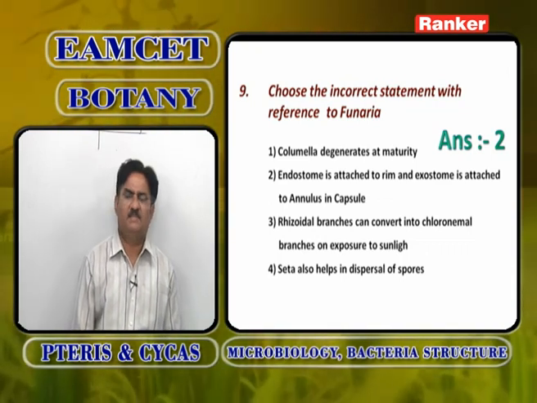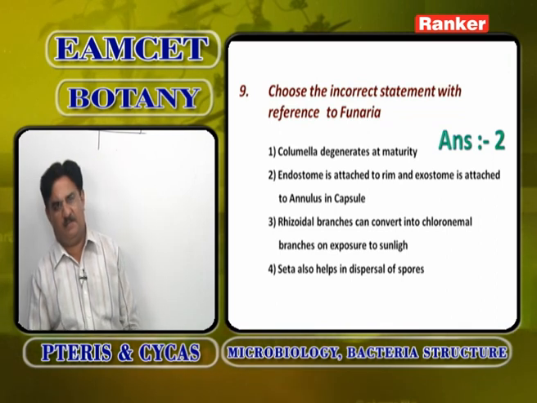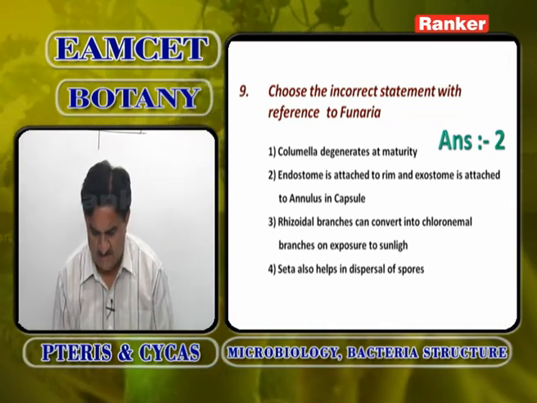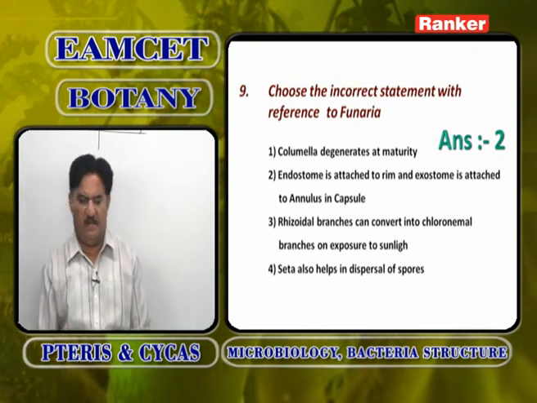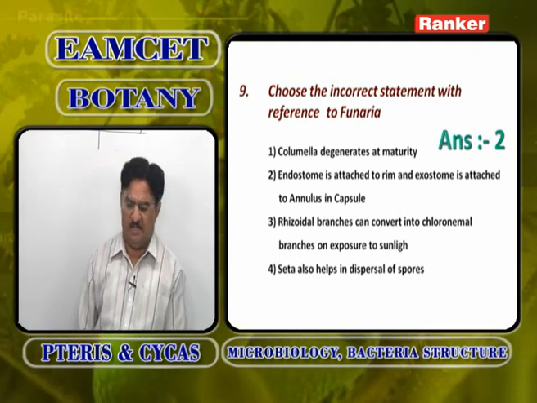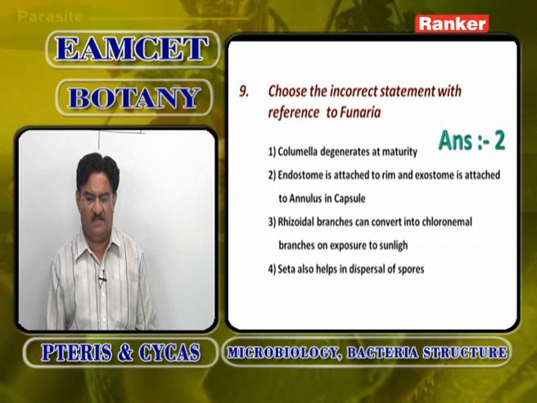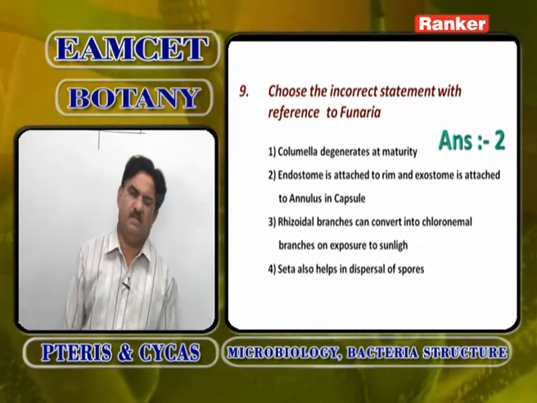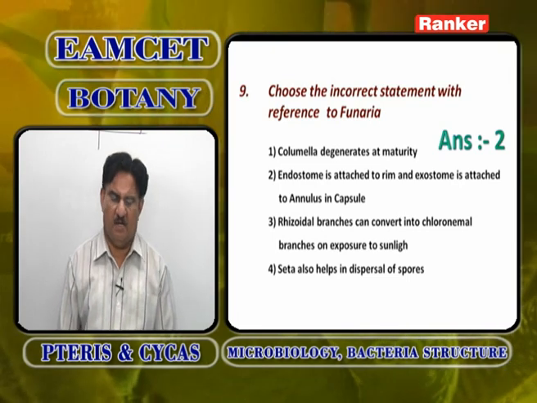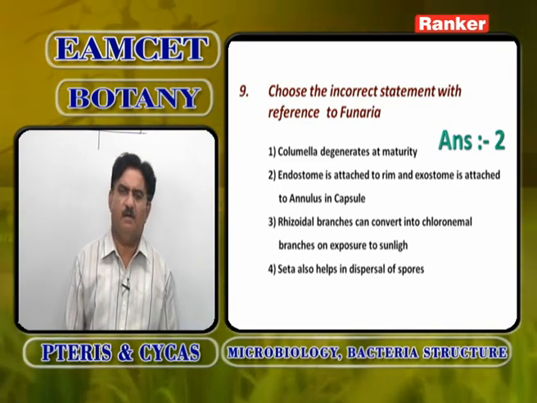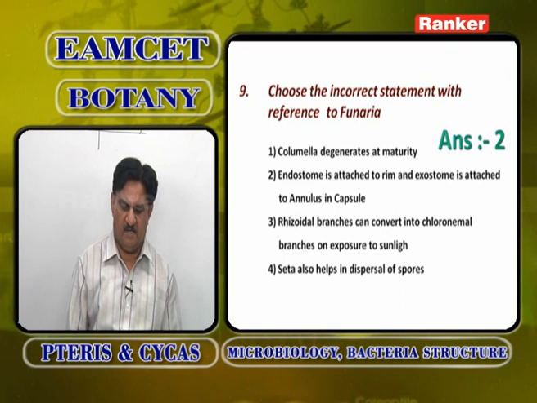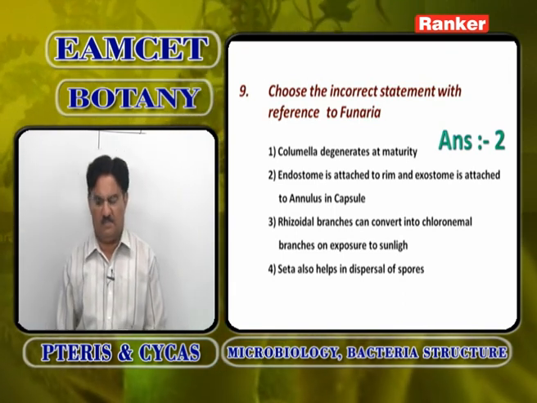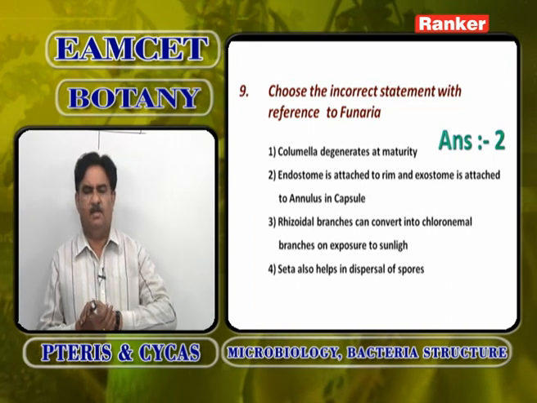Seta also helps in dispersal of spores. Definitely, after the peristomial teeth, the twisting and jerking movements of the seta help in the dispersal of spores. So, the incorrect statement here is that the endostome is attached to the rim and the exostome is attached to the annulus. That is wrong. Both endostome and exostome, that means peristomial teeth, are attached laterally to the rim or diaphragm.